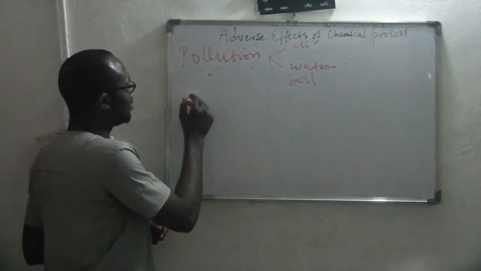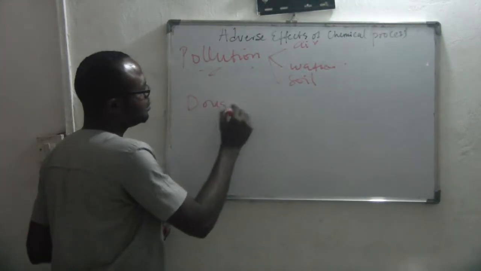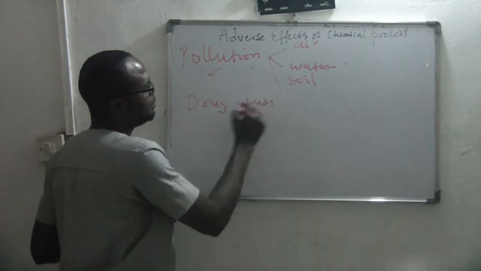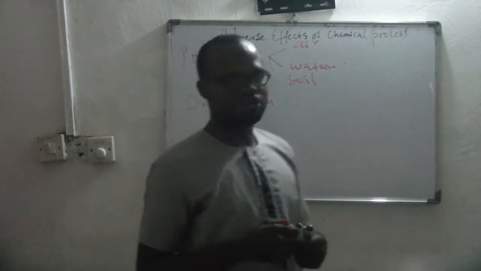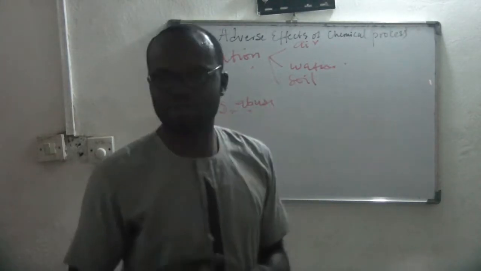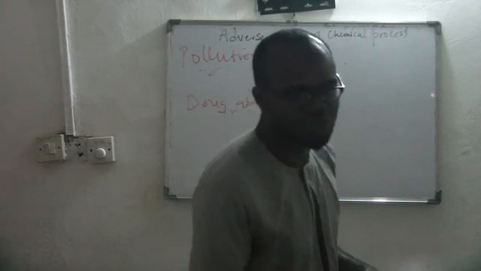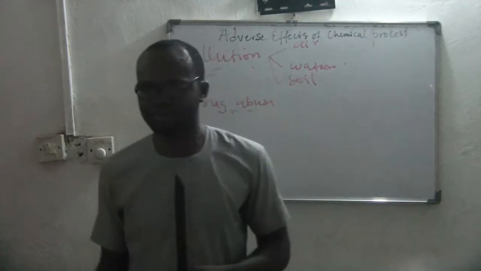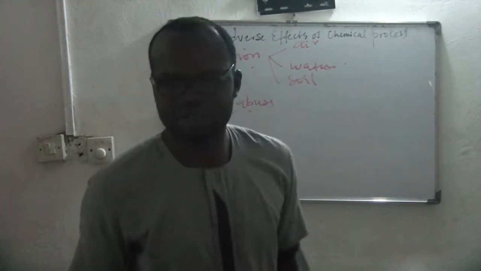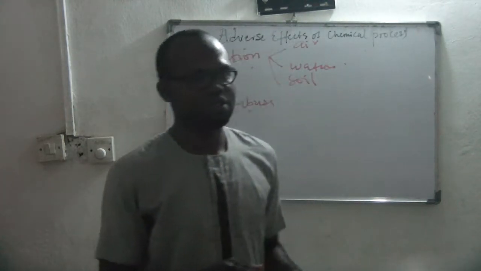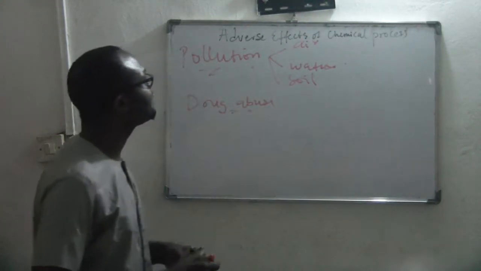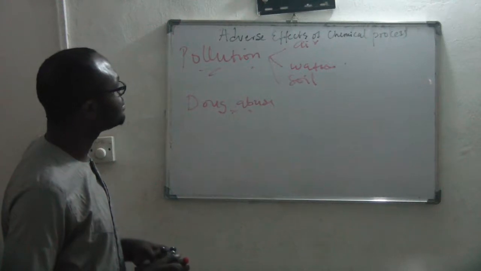Then there's another one called drug abuse. Drug what? Drug abuse. Drugs normally come out from chemical processes, you understand? But when you start taking these drugs when they are not prescribed to you by medical doctors, what you're doing is known as what? Drug abuse. So that's one adverse effect of chemical process.